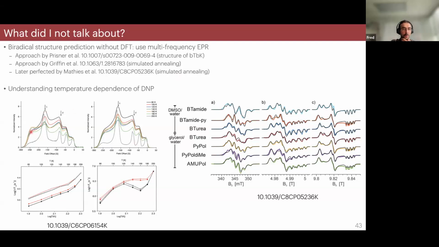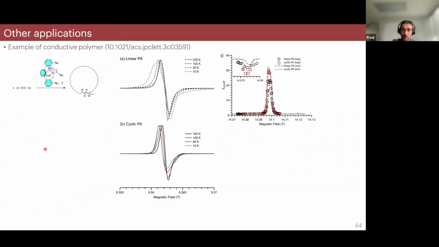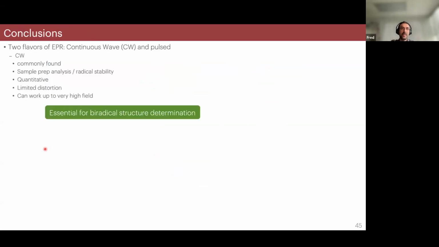Finally, I could also mention the work by Prisner, Oshkinat, and Sigurdsson, where they looked at the effect of temperature on the relaxation times to understand how DNP is affected at high temperature. I could also mention how you can use EPR to understand more mobile electrons. This is an example I worked on where I looked at conductive polymers, but in the interest of time, I will stop here. So in conclusion, we have two flavors of EPR, continuous wave and pulsed EPR.